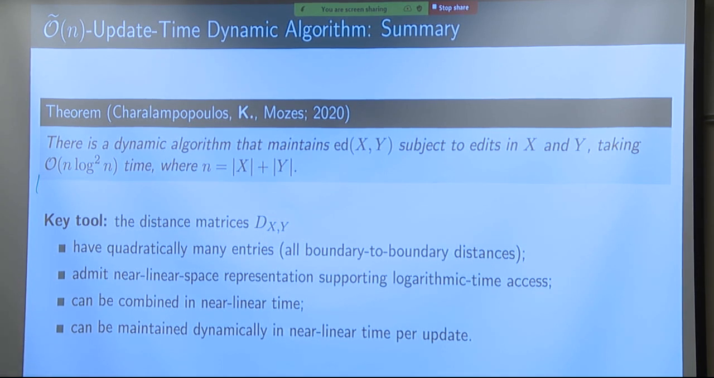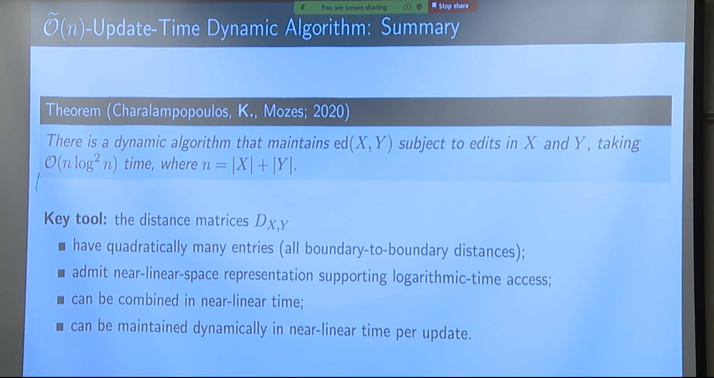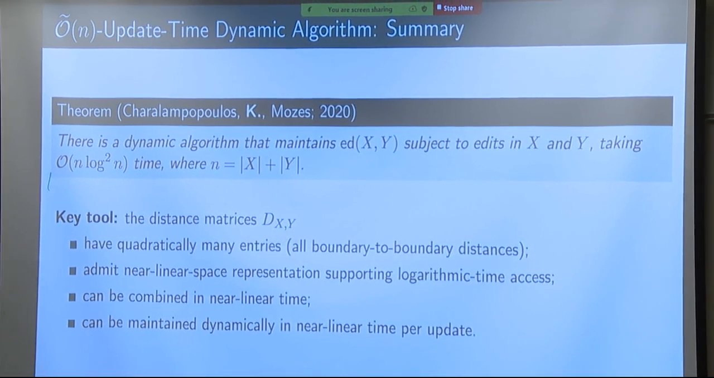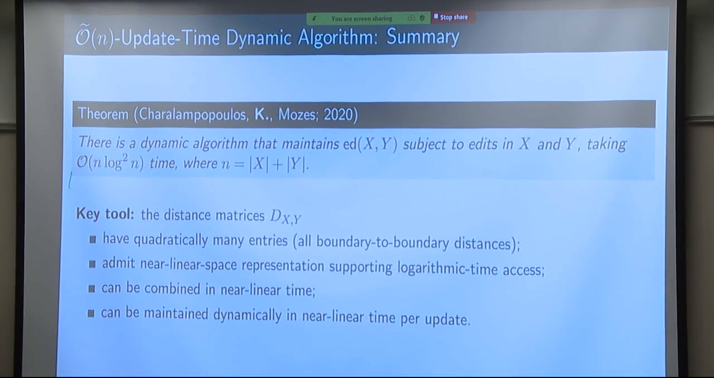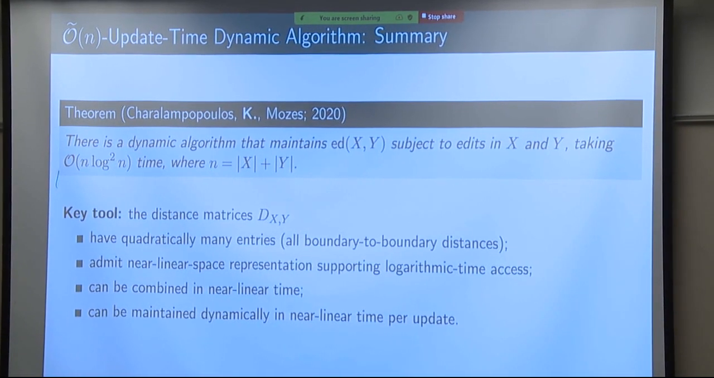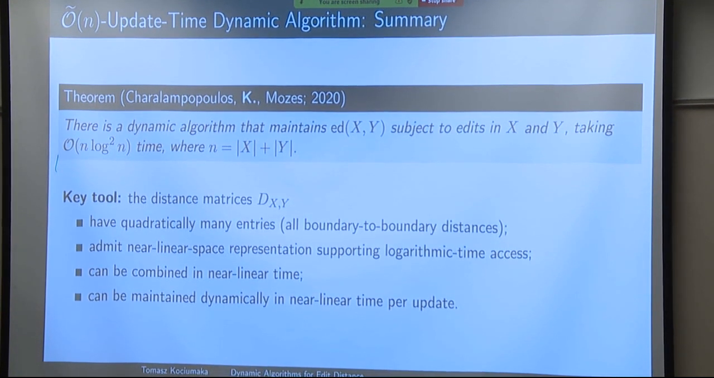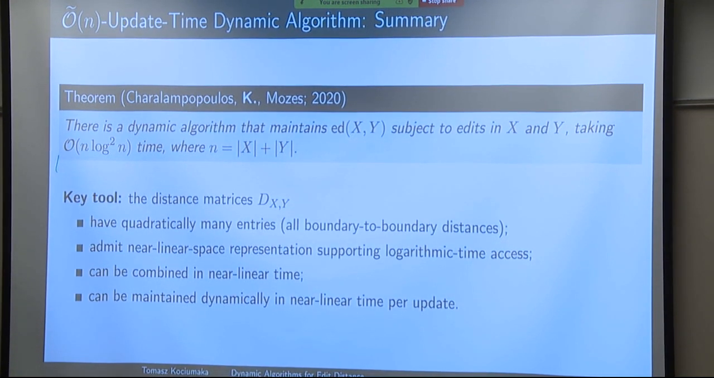So the algorithm I have presented, the task it was designed for was just to maintain the distance from the top left to the bottom right corner. But this algorithm actually maintains the whole distance matrix. So we could also have queries asking for any what's called semi-local distance, so any distance from the top left boundary to the bottom right boundary.